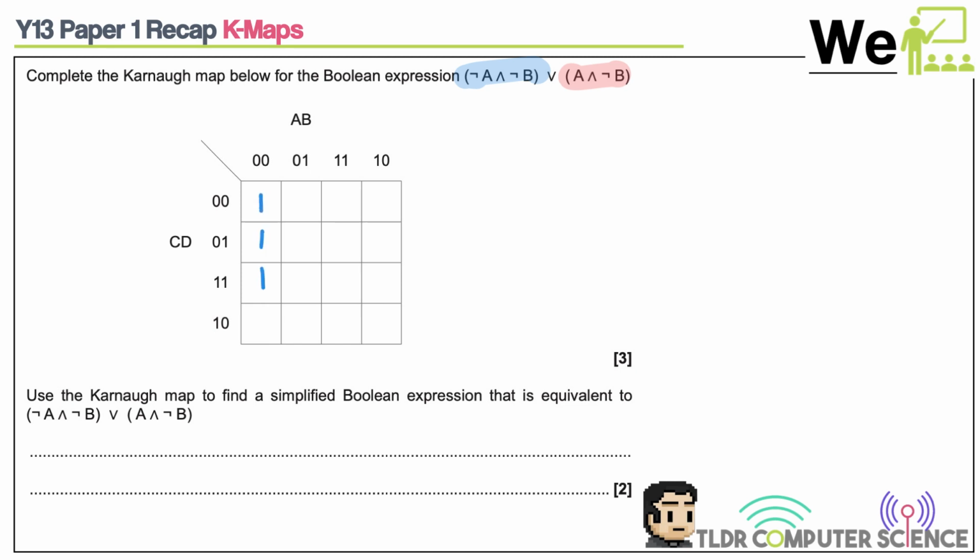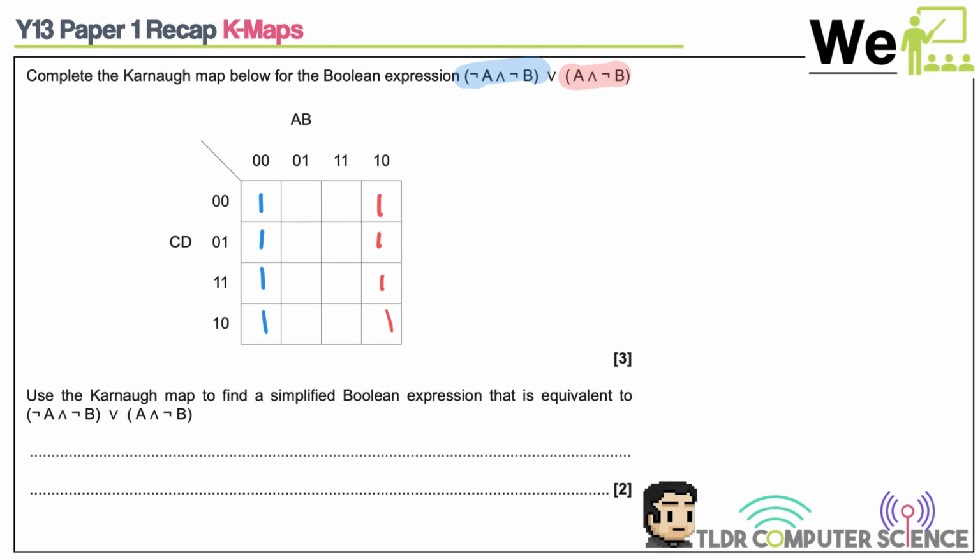And then I need to do the same with the other expression. A and not B. Because it says A, it's where A is 1, and not B, where B is 0. So that's the first start, we've now filled in the Karnaugh map. That's quite generous, really. They gave you 3 marks just to do that. And now they're saying, can we use the Karnaugh map as a tool to simplify the Boolean expression?